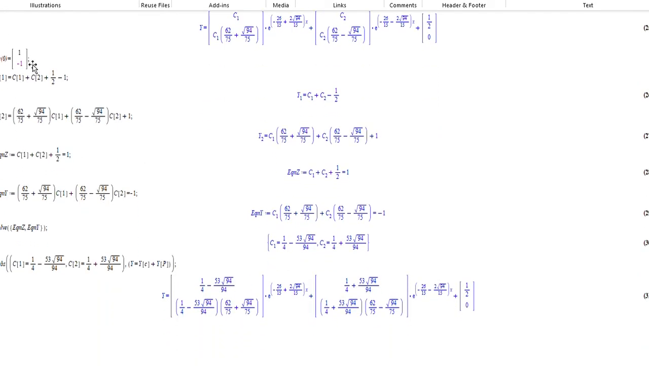So for this part, the initial condition is given from the question. So this part is for the upper one, which is 1 and -1, we get from the initial condition.